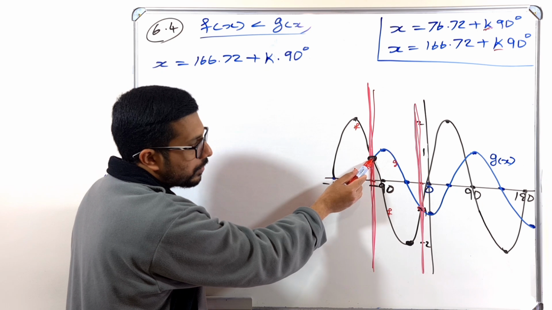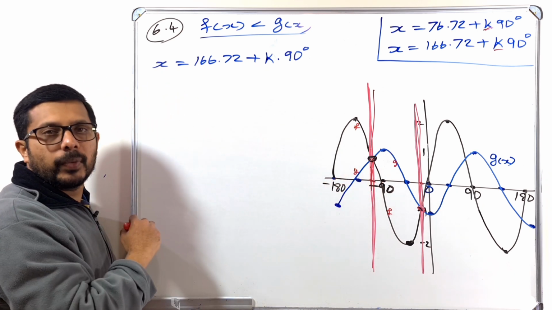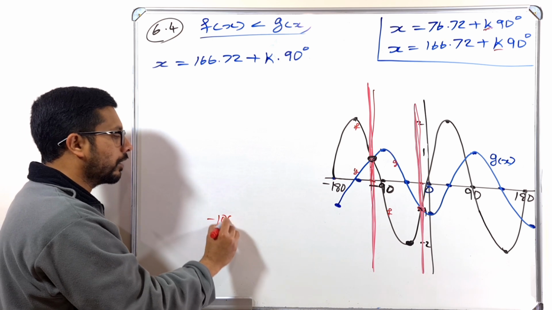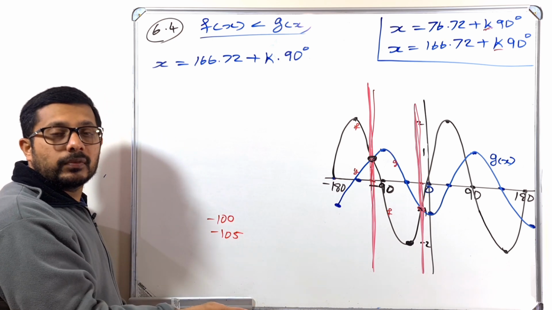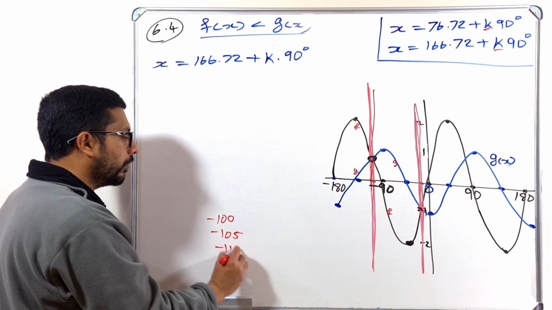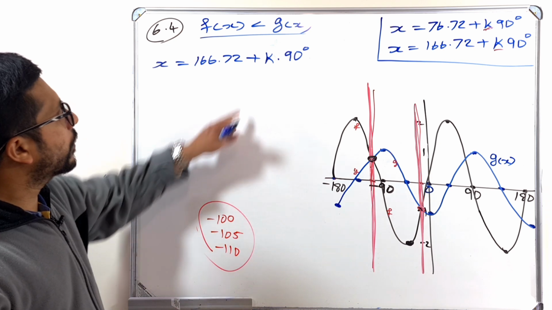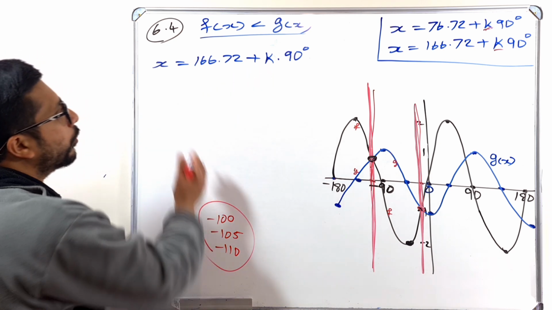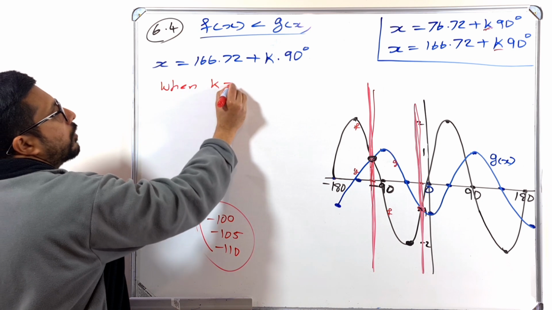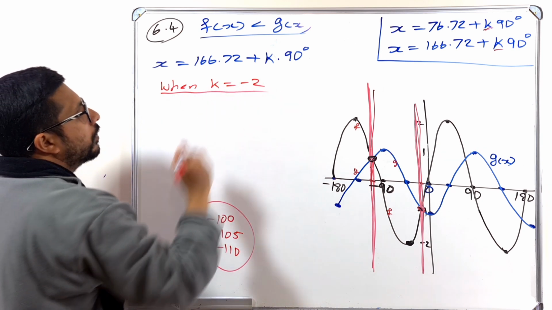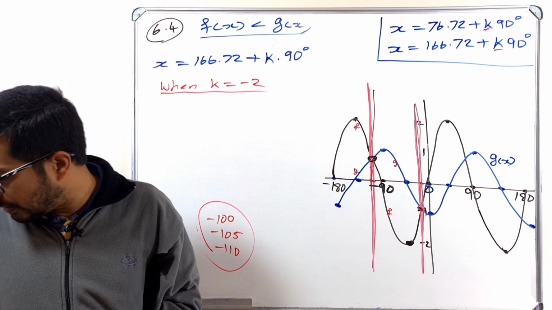This point is just after this minus 90. So I want a point just after minus 90. Maybe it is minus 100, or maybe minus 105, or maybe minus 110 or something like that. Somewhere around there I want a point. Okay, so which value must I substitute for this k? What about when k is equal to minus 2? If I substitute k as minus 2, what is the answer? Check in your calculator.